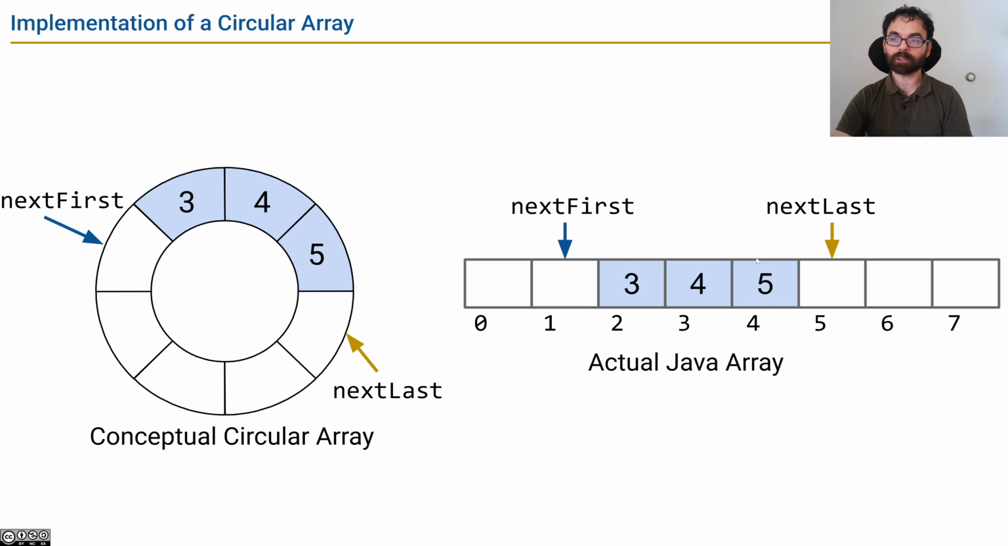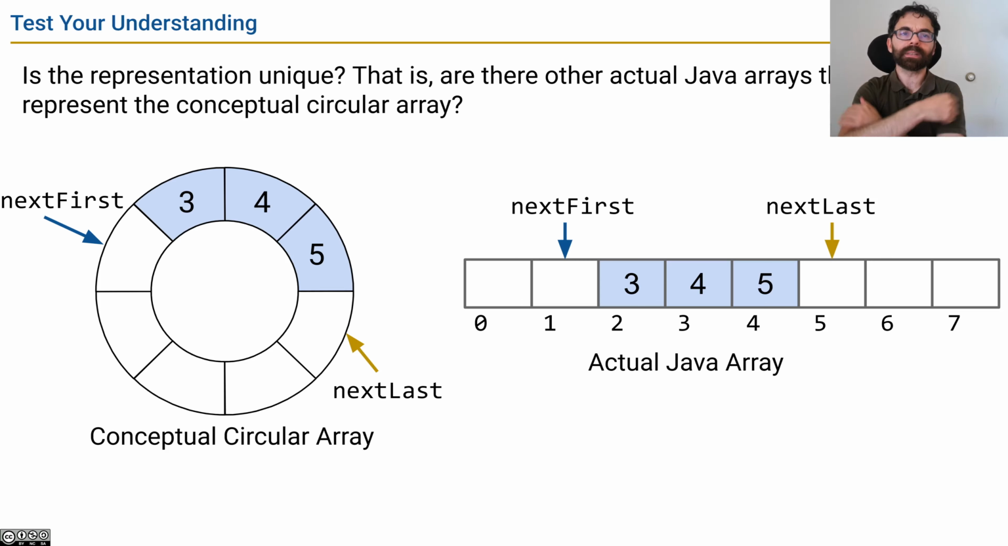Given this picture, if I want to imagine the conceptual circular array that goes with it, I just imagine taking this thing and then gluing the ends together. Or vice versa, I imagine just snipping this array. So if I cut this conceptual circular array and straighten it out, I get this actual Java array. There's clearly a correspondence between the two. Question for you, is the representation unique? Are there other Java arrays that could represent this?